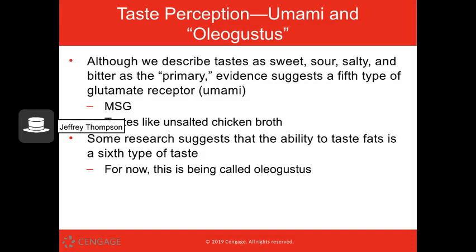Some of you may have heard me mention four senses and gone, wait a second. And I did wait a second, and now I'm responding. Even though we talk about sweet, sour, salty, and bitter as the primary senses, there is evidence that suggests a fifth type of glutamate receptor, which is umami, or the savory taste.